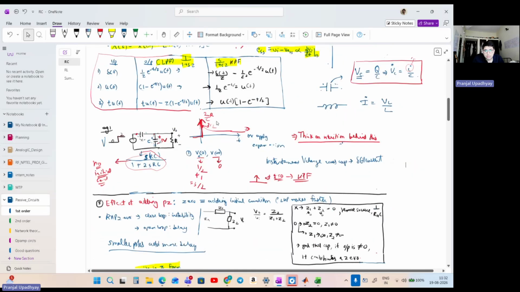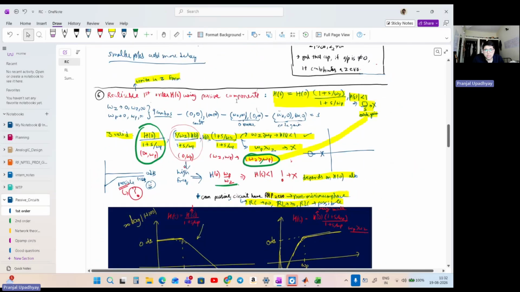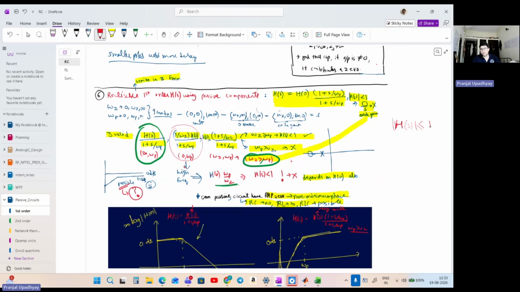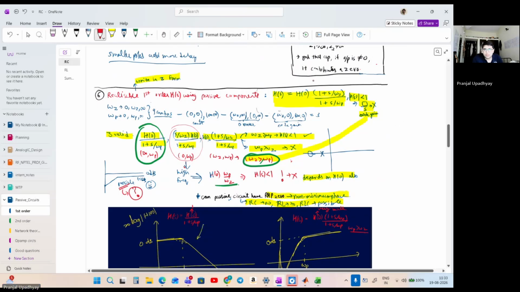All right. So now let us go to the next topic, which is the realizable first order transfer functions using passive components. So we can understand if it's a passive component, that means that it won't have any gain, right? Which implies that whatever transfer function we are building from a passive circuit won't provide any gain, which implies that H(s) will always be less than 1 or at most equal to 1, right?